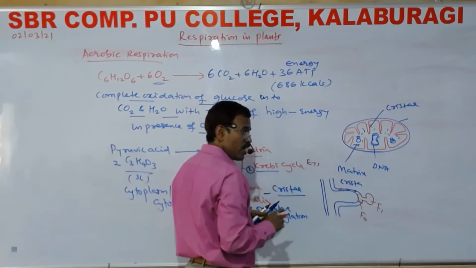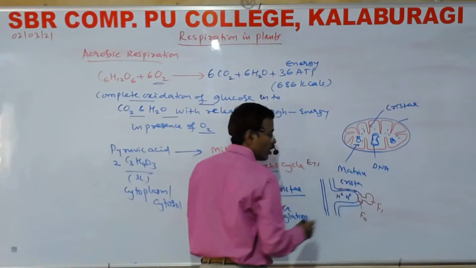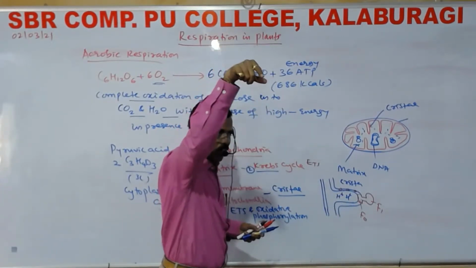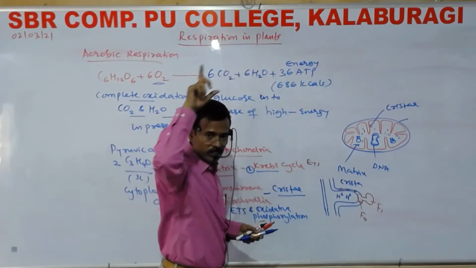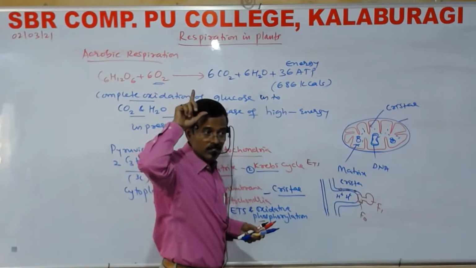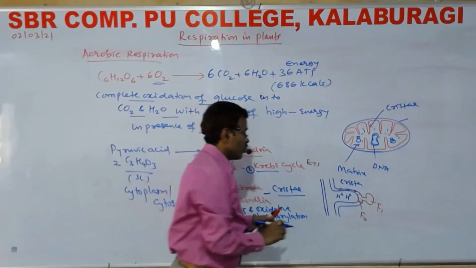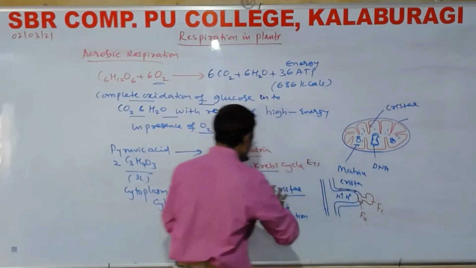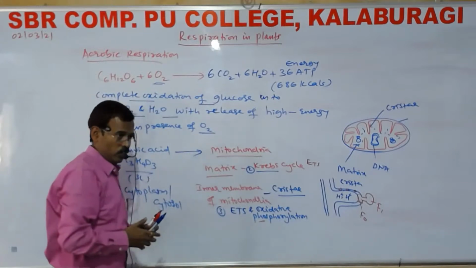Here also there will be concentration of protons. Protons will concentrate here. Chemiosmotic hypothesis we learned in photosynthesis, how ATP are produced. Okay, so here protons will be accumulated in intermembrane space or intracristal space. So these are the two important steps of what is called aerobic respiration.